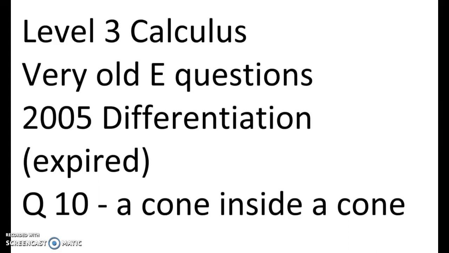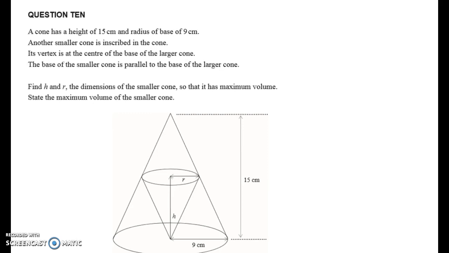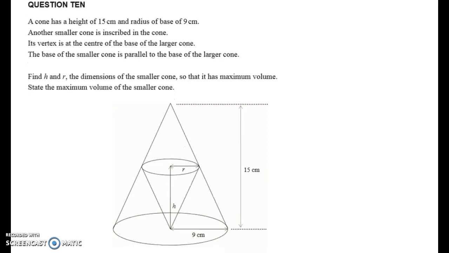Kia ora Year 12. This is a very old calculus question, but a really nice one. It's a differentiation problem, and it's an optimisation question. So here it goes. It's question 10 from 2005, and we've been given a cone with a cone inside it.